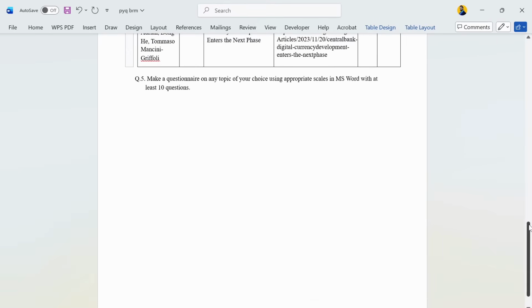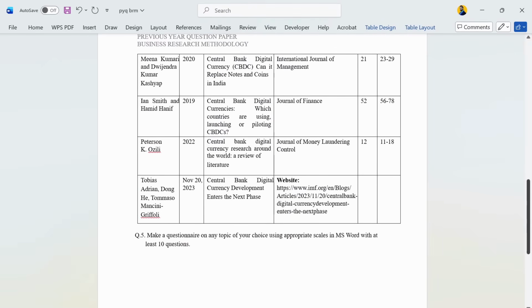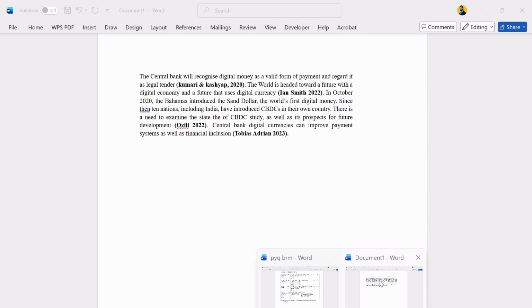Now we will use the second one, which is Ian Smith and Hamid Hanif, 2019. Okay. And for the journal, this is the data. I will use just ABC because it's a very long text. Just make sure you clear your basics and concepts, right? This one is Journal of Finance, volume 52, pages 56 to 78. Okay. So now we will simply go to this.